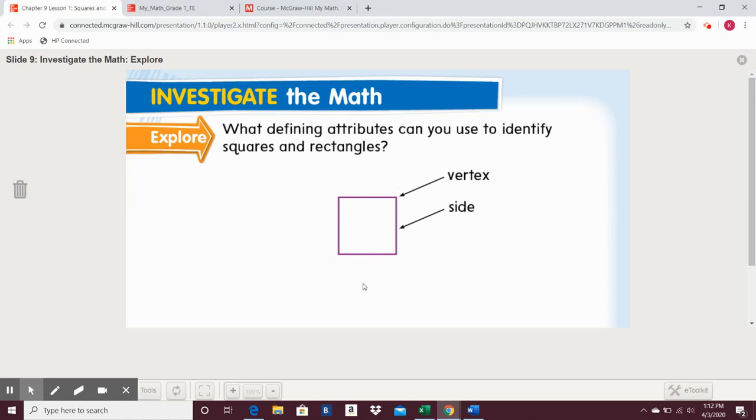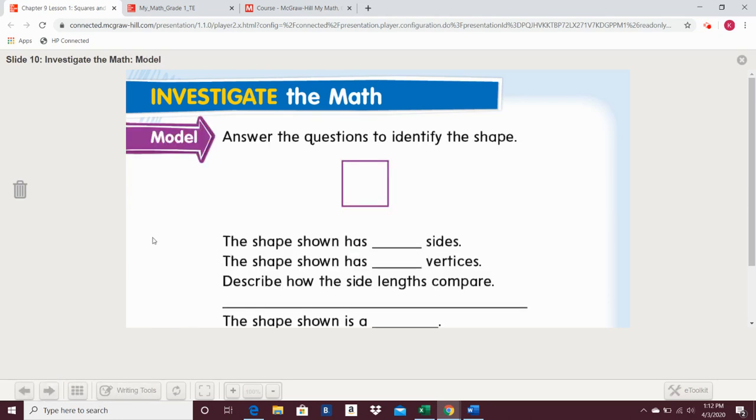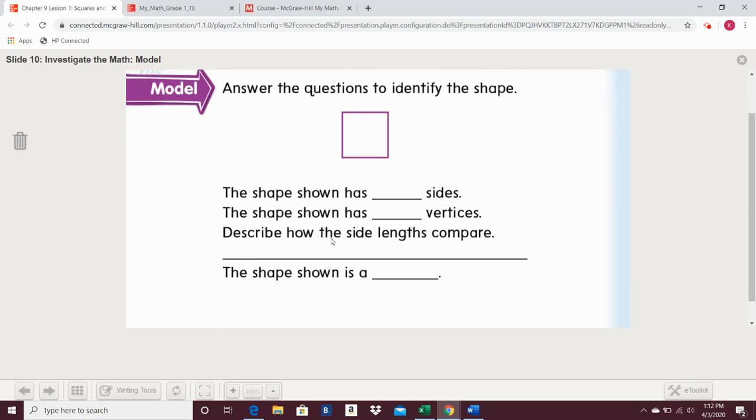Now you're going to notice with the square, all of the sides are the same length. That's what makes a square a square. That's what makes it special. So now let's answer some questions about this shape. It says the shape shown has blank sides, but when we just counted them, we see it has 4 sides. The shape shown has blank vertices. We talked about it has 1, 2, 3, 4 vertices. Describe how the side lengths compare. Well, when we look at this, we see that all of the sides are the same length, and that means that the shape shown is a square.